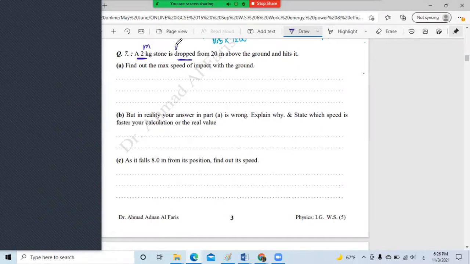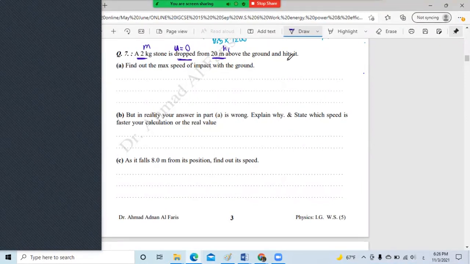Dropped, that means initial speed equals how much? 0. That means there's no kinetic energy. It's dropped because the speed initially is 0. U equals 0. That means there is no what? Kinetic energy. The kinetic energy is 0. From 20 meter height, this was the height initially, above the ground, and hits it.